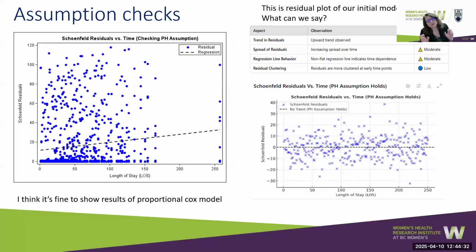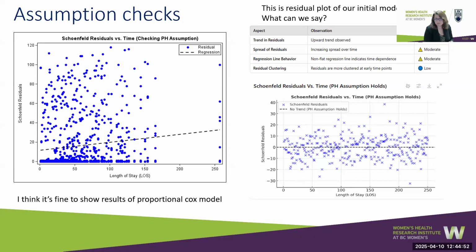So I basically put here severity. The trend of residual spread and regression line is of moderate severity, and residual clustering, I say, is low severity. So based on this one, I'm going to say what I said before.